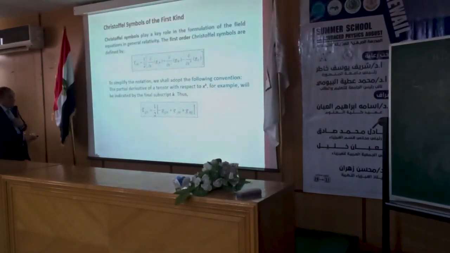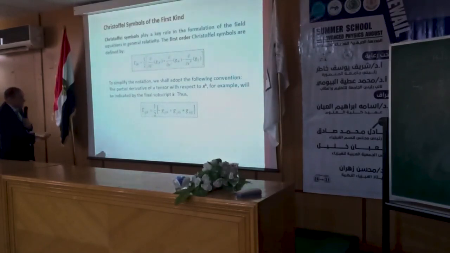This means g_jk partial by partial x_i. And this one, g_ki partial by partial x_j. Okay? So in fact, this is how we read this. So instead, this third letter is the derivative.